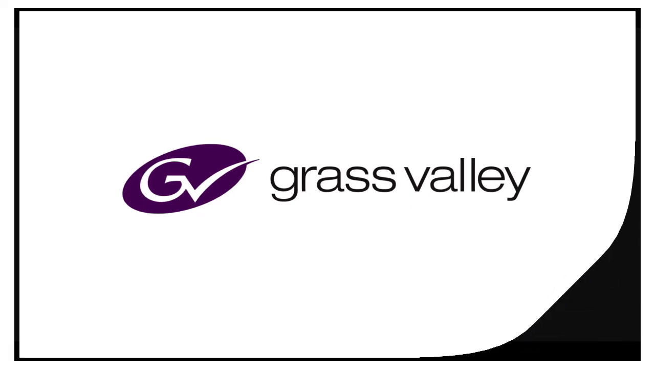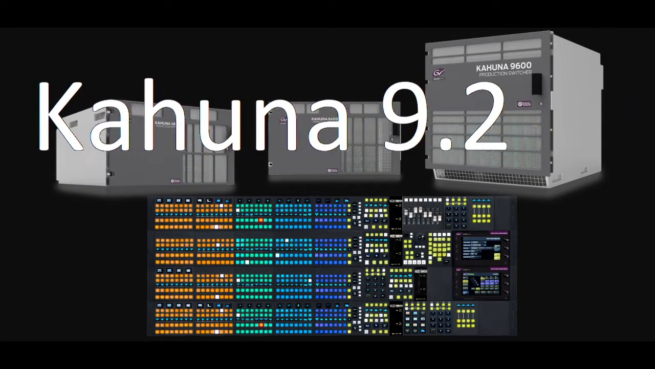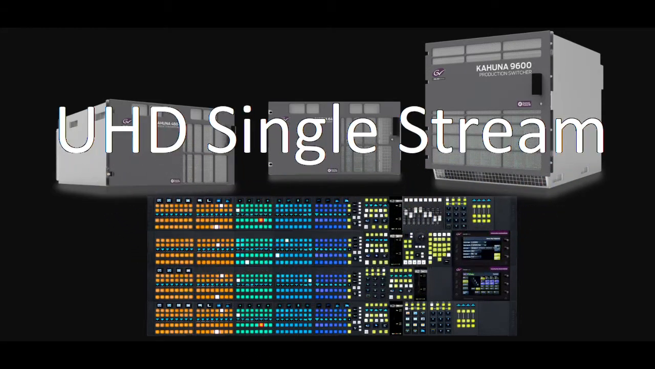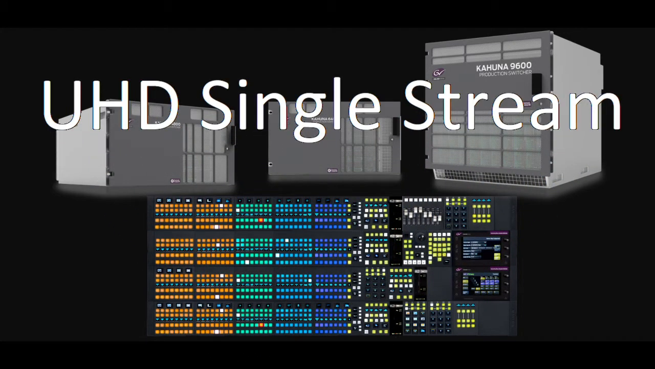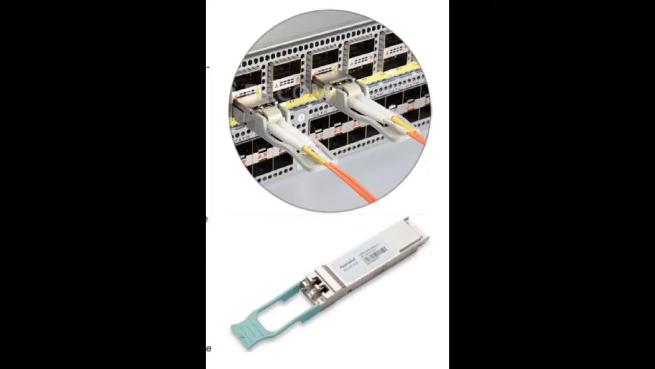Here's a quick rundown of the new features included in the new Kahuna version 9.2 upgrade. The big news is that existing IPO and IPI50 I/O fins now support 12GB UHD single streams in ST2110. Upgrading your fins to 9.2R1 will install the new IP code version 16, which, in addition to the existing firmware selections, now includes firmware to support UHD single streams.